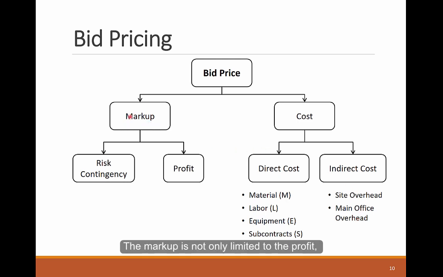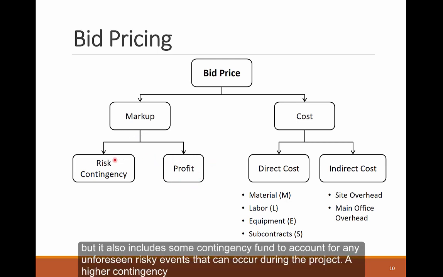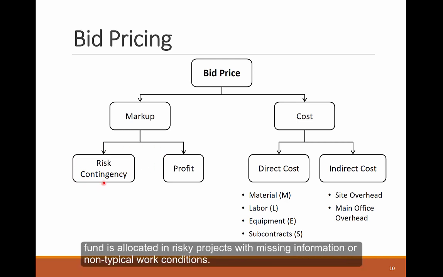The markup is not only limited to the profit, but it also includes some contingency fund to account for unforeseen risky events that can occur during the project. A higher contingency fund is allocated in risky projects with missing information or non-typical work conditions.